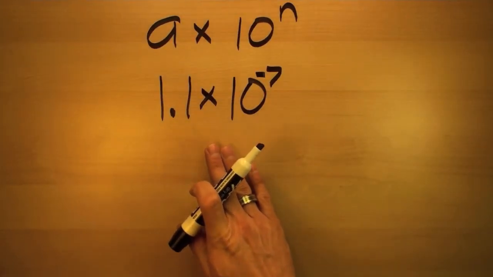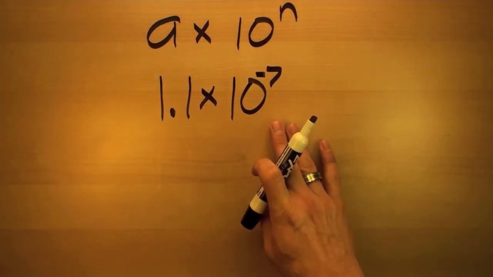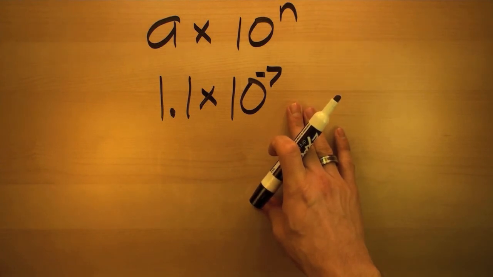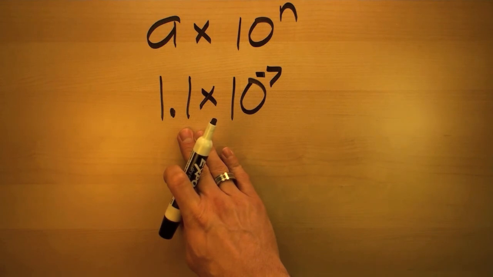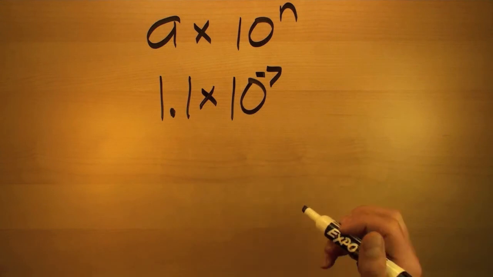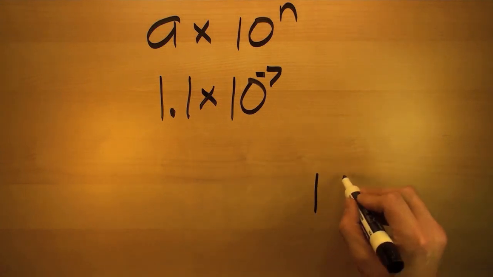Now consider 1.1 times 10 to the negative 7. 10 to the negative 7 is a very, very small number. So when we multiply it times 1.1, we expect to get a number that's smaller than 1.1. So when you're counting off the 7 decimal places that you move, count the direction that's going to make 1.1 smaller. So we've got our 1 and our 1.